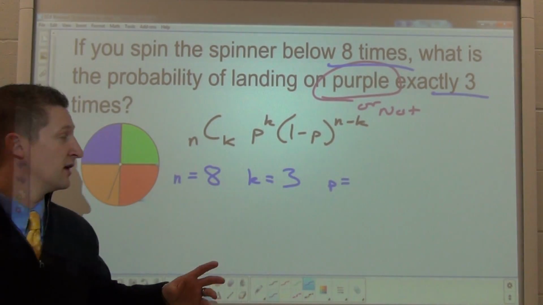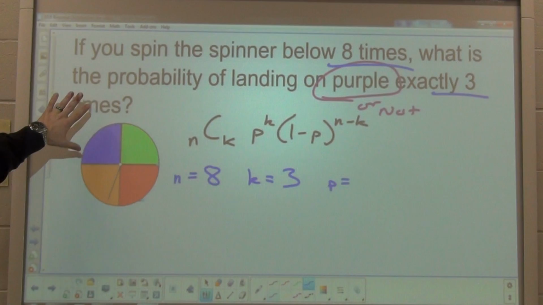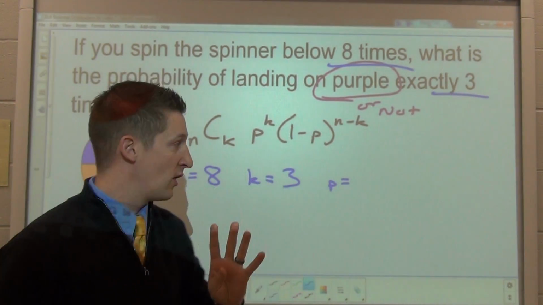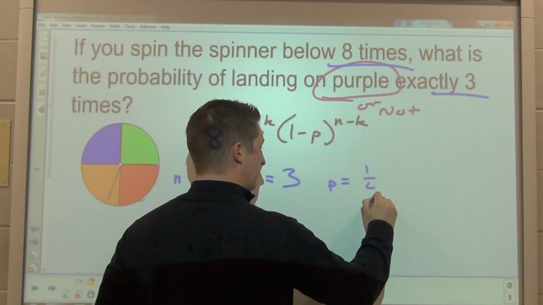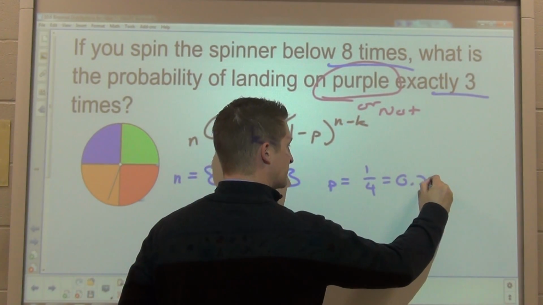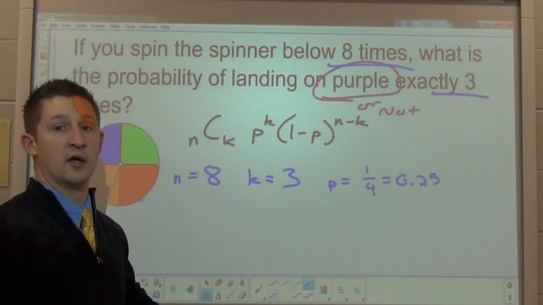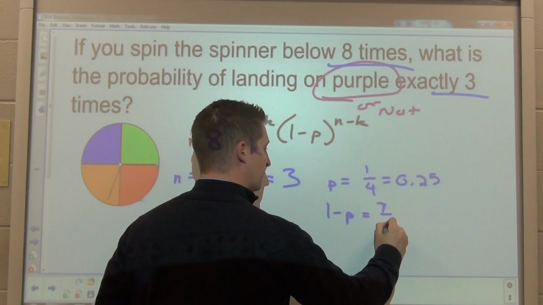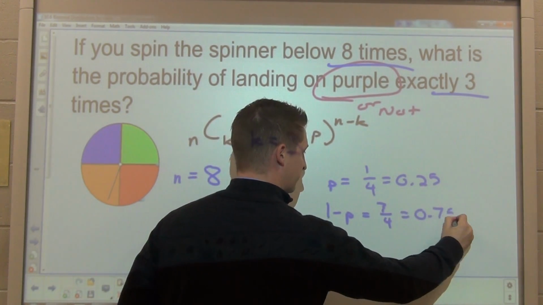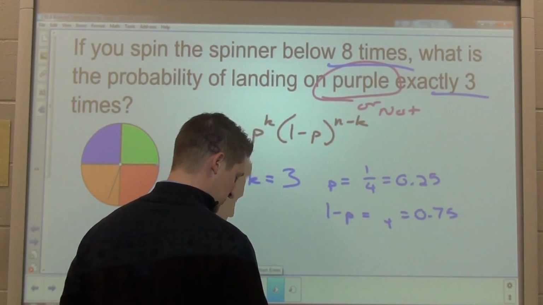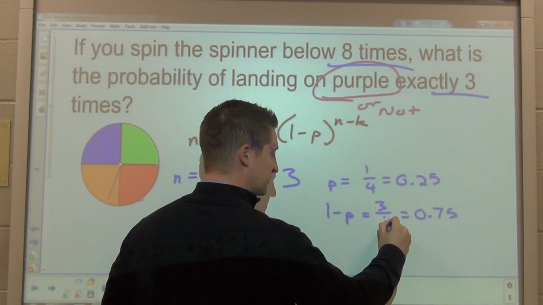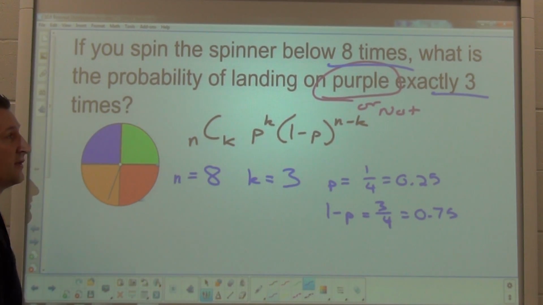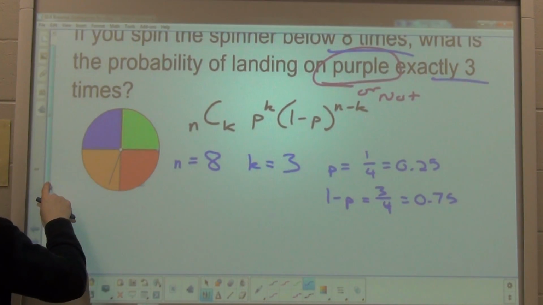In this case, again, I look at it and say, okay, well, there's 4 items, but success to me is getting purple. Success to me is getting 1 out of those 4 options. So my probability of success is 1/4, or again, if you want to use decimals, 0.25. Which means that the probability of failure, the complement to that, would be 3/4 or 0.75. That's what I would need to then find the probability of this particular idea going on.